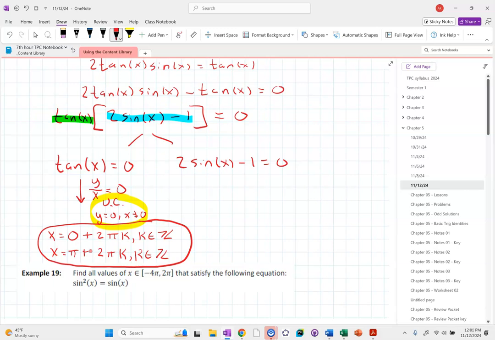What do we need to do to solve that equation? What should we start by doing? Add 1 to both sides, and then? Well, we got to divide by 2, and then we're going to go to the unit circle and look for where y equals 1/2.